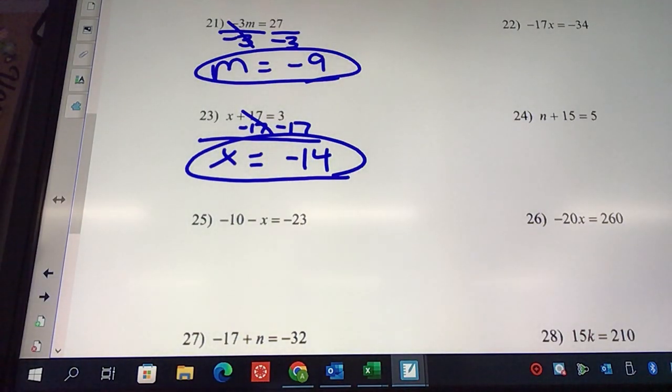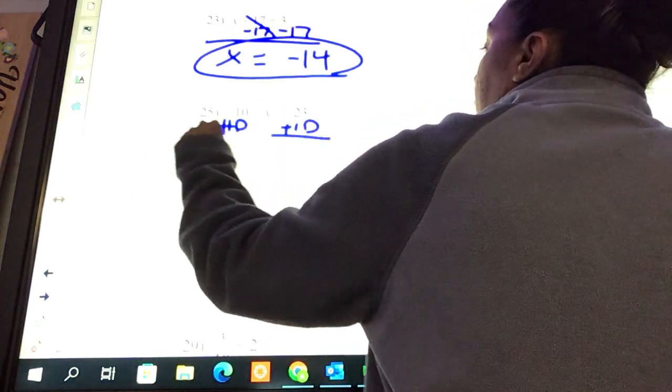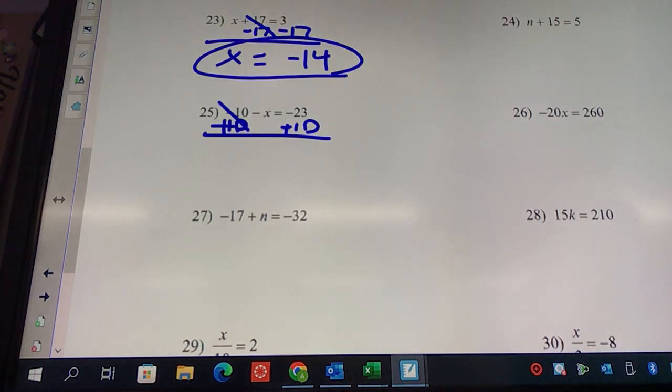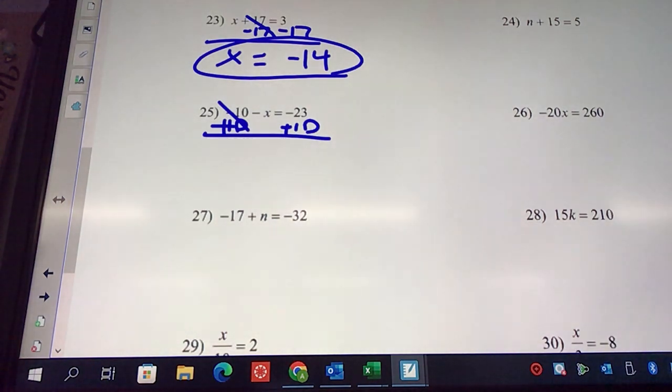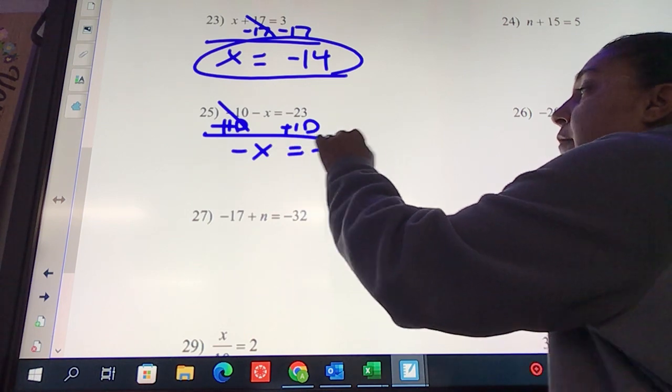Okay, 25 is just like number 1 that we did. What needs done first? And if you don't know, keep flipping back and forth to look at what we did. Look at number 1. See what we did first. We're gonna add the 10. Okay, and what's gonna be on the left side? What's that gonna look like? Negative x equals negative 13.